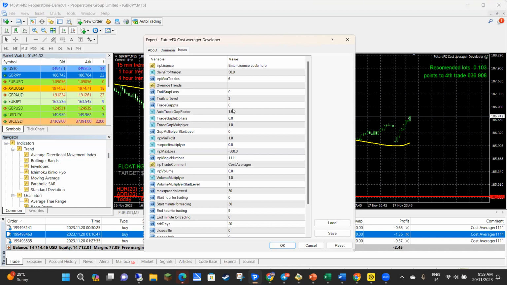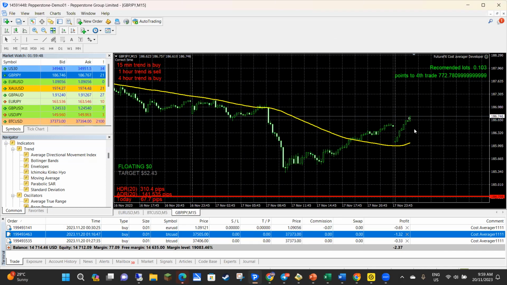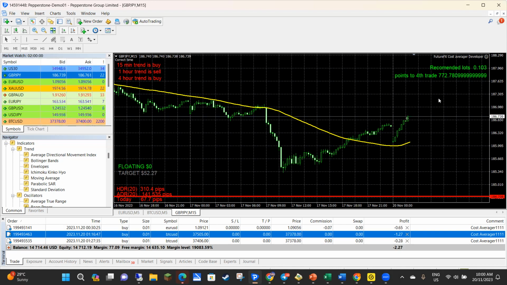At the moment, we've just got a trade gap multiplier of 0. If we increase that to 1.2, meaning the trades are getting further and further apart, then that should increase the distance. So let's just check that that's working, which it does. Takes it up to 772. Now, that's just a display. It's not going to change how the software operates at all, but it gives you a little bit more information.